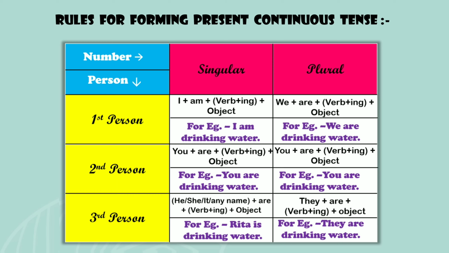Third person singular number: he, she or it or any name plus is plus verb plus ing plus object. For example, Rita is drinking water. Third person plural number: they plus are plus verb plus ing plus object. For example, they are drinking water.